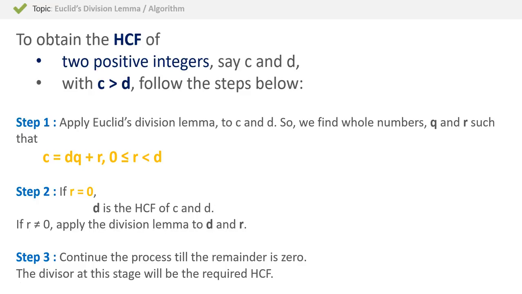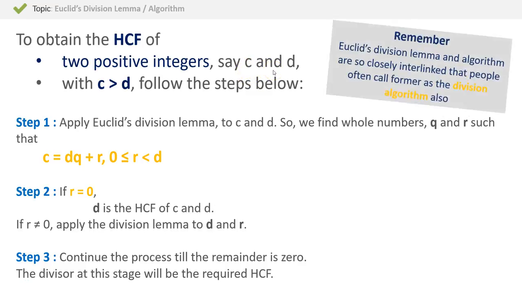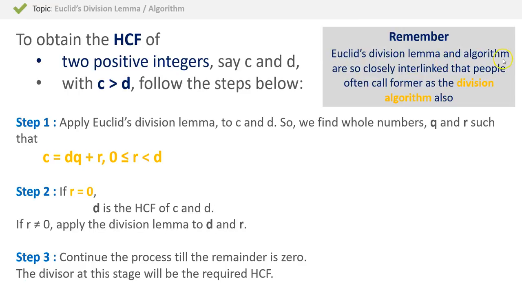So Euclid says in order to find the HCF of any two positive integers C and D, where C is greater than D, you try to represent them in terms of divisor D multiplied by quotient Q, and if there is a remainder left, then that remainder is R. If at some point you get remainder as 0, then whatever is your divisor at that point becomes the HCF of C and D. Remember, Euclid's division lemma and algorithm are so closely interlinked that people often call the former the division algorithm also.